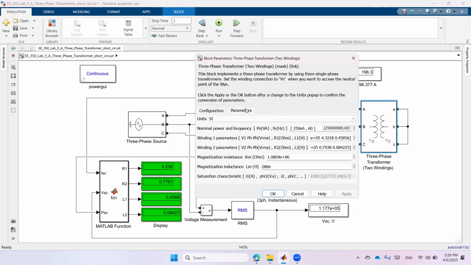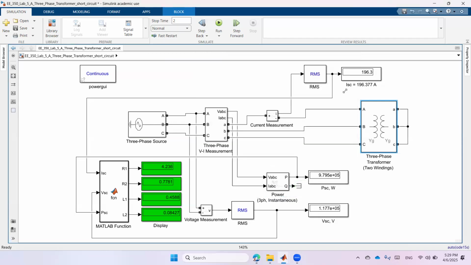In the short circuit test, what you are calculating is R1 in ohms, L1 in Henry, R2 in ohms, and L2 in Henry, while R magnetization and L magnetization are to be calculated through the open circuit test. Here we have the short circuit test, so you will find R1, L1 and R2, L2.